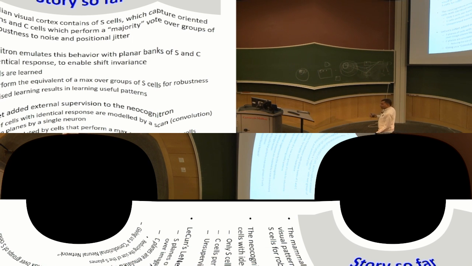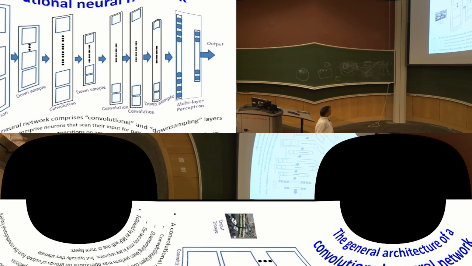Now, if you go back to the previous class, this is exactly the same model that we finally ended up with, right? So what is the general architecture of a convolutional neural network? A ConvNet comprises convolutional and downsampling layers. Now I'm changing the name from S and C to conv and downsampling. So the S planes consist of neurons which scan the input and create a map, right? So this we're going to be calling the act of convolution.